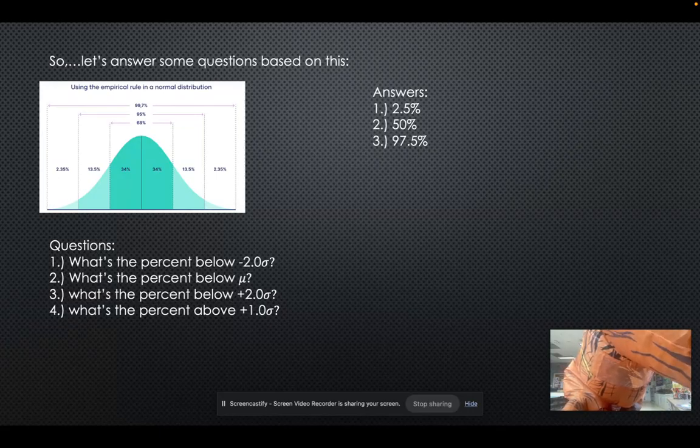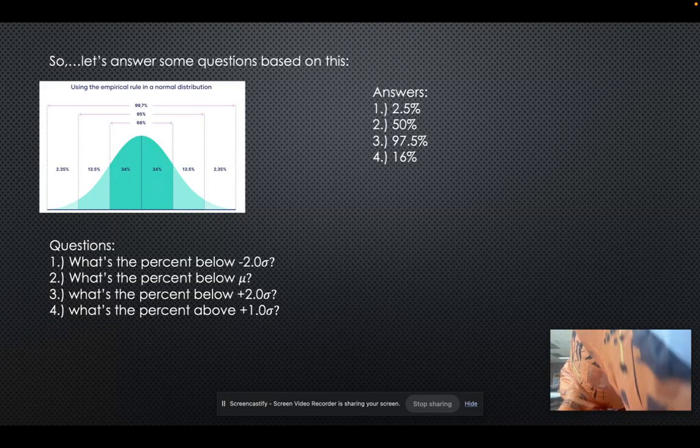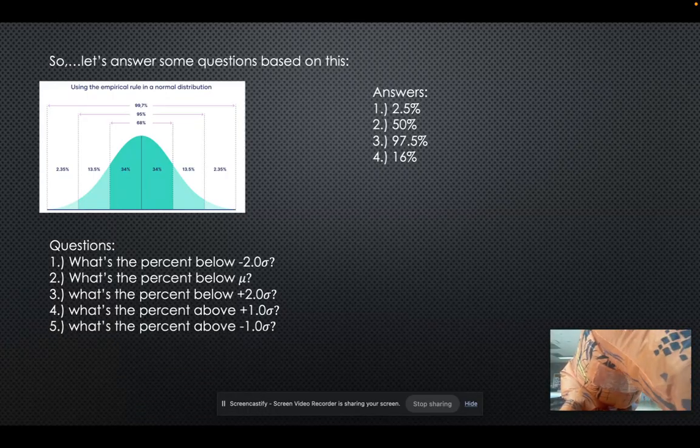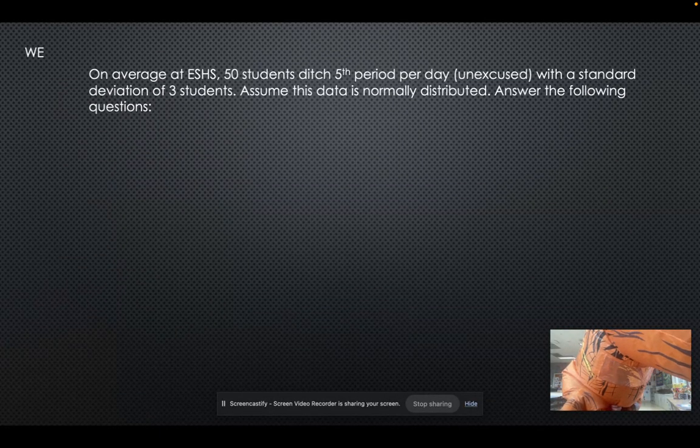What percent is above 1.0? So the 13.5 plus the 2.35 plus the 0.15, which is our outliers on the high end. That's 16% approximately. And what percent is above minus 1.0? So that's the 34, 34, 13.5, 2.35, and the 0.15. That's 84%. Okay, so this brings us to our we problem.